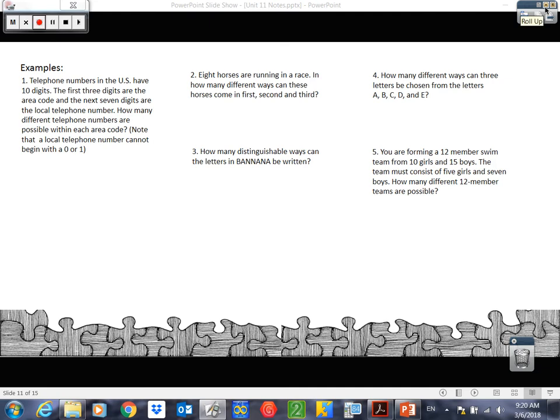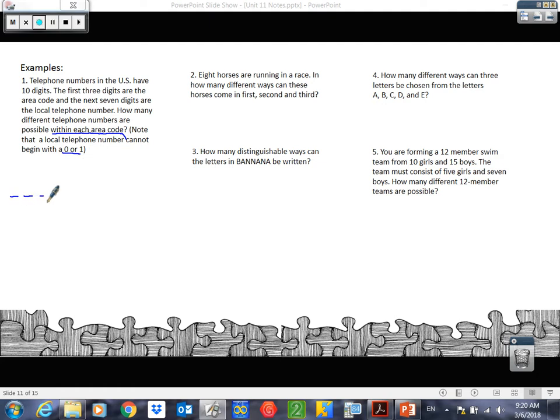Let's take a look at our first example. The first one says that telephone numbers in the United States have 10 digits. The first 3 digits are the area code and the next 7 are the local telephone number. How many different telephone numbers are possible within each area code? Here's the first restriction, within each area code. And note the local telephone number can't start with a 0 or 1.